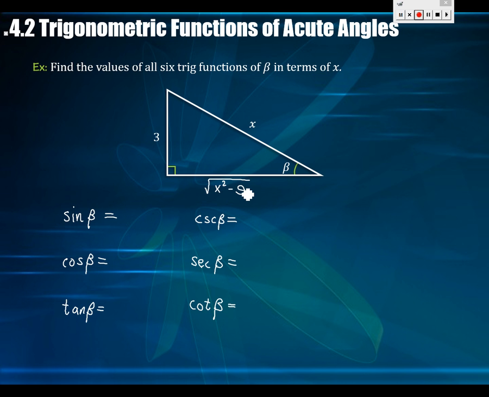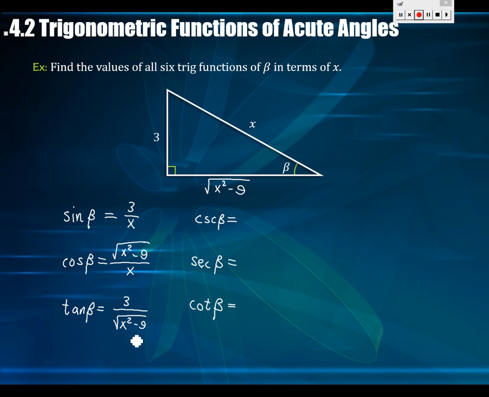Grant, take the first one. Tell me what the sine of beta is in terms of x. 3 over x. The cosine is, Dave? Cool. Tangent is, Jeffrey? 3 over root x squared minus 9. Yes. Is that good?